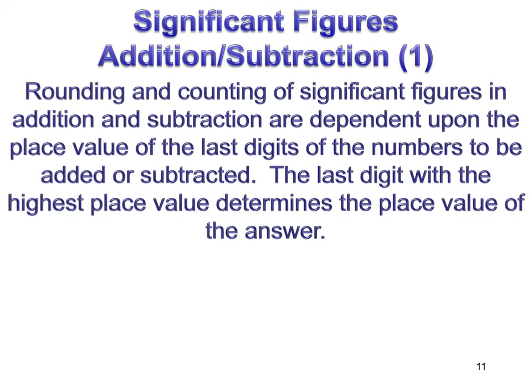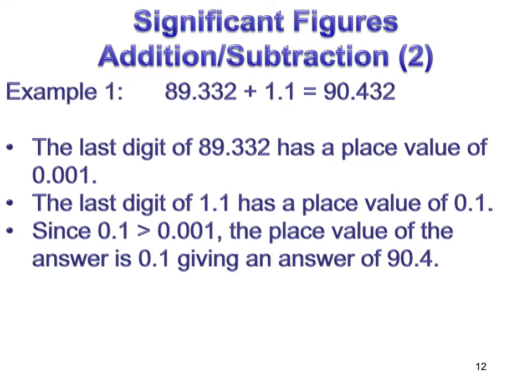In addition and subtraction, the error occurs in the last digit based upon place value. And the last digit with the highest place value determines the place value of the answer. So for example, if we take 89.332 and add 1.1, we get 90.432.